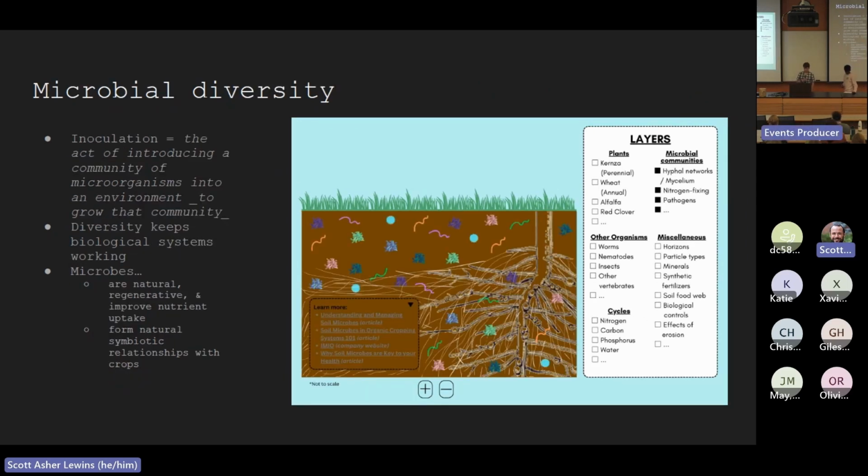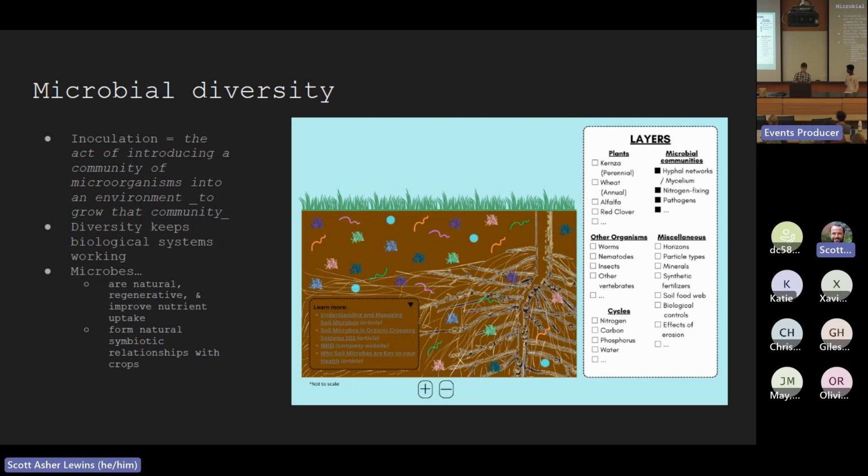One of the lessons we hope that users can gain from this is the innovation that is the optimization of soil microbes and microbial diversity in soils. More recently, this has been done through inoculation, which is introducing a community into the soils. Microbes are most simply microscopic organisms. They can be found in soils, among other places.